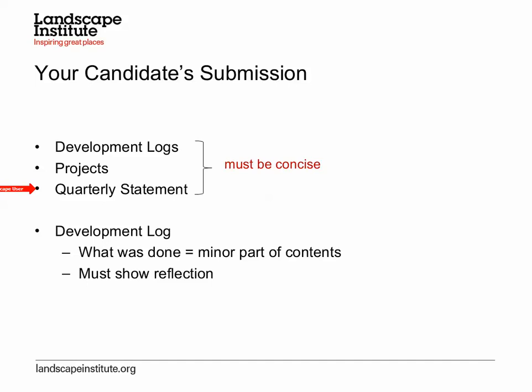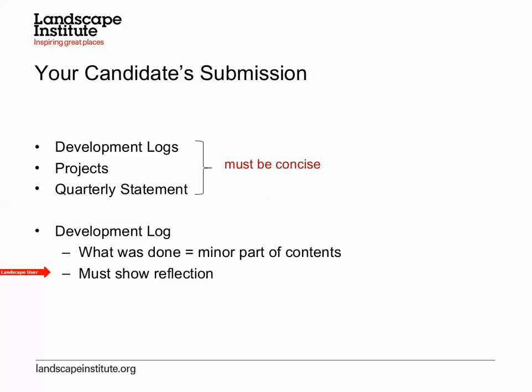The development log, what was done is actually a minor part of the contents of the development log. So the development log is where the candidate captures how they have developed the knowledge and understanding that they have against the syllabus areas in that particular quarter. It also, as well as what they did being a minor part of it, they need to show reflection. So when I say that what they did is a minor part of it, what I mean is it's really what they learned that is important from this. That's what you're interested in. That's what the supervisor and examiner is interested in.